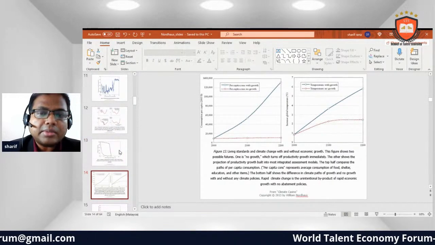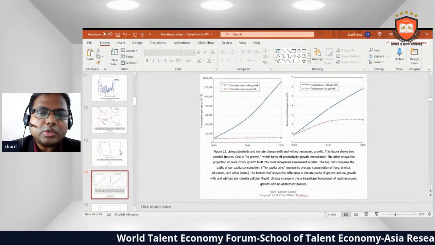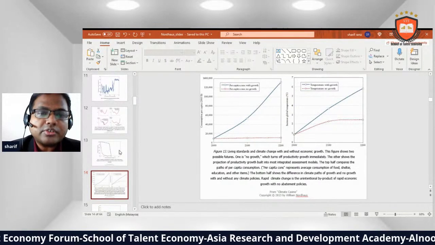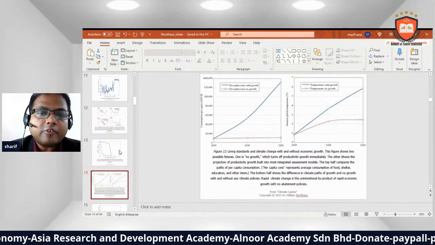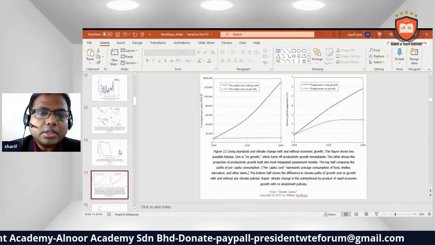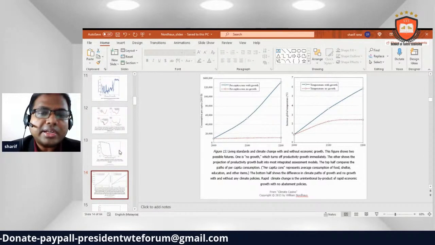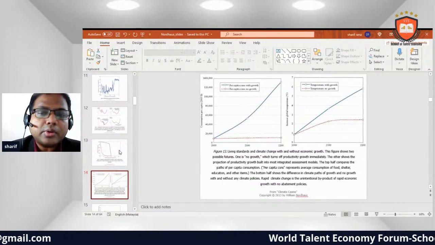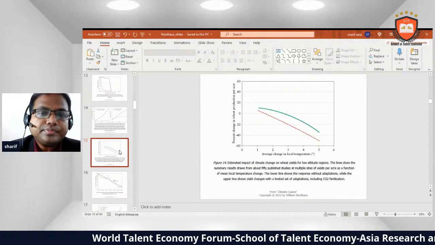Living standards and climate change with and without economic growth. The figure shows two possible paths. One is no growth, which turns to productivity growth immediately. The other shows the projected productivity growth built into most integrated assessment models. The top half compares the paths of per capita consumption. The bottom half shows the difference in climate paths of growth and no growth, with and without any climate policy. Rapid climate change is the unintentional byproduct of rapid economic growth with no adaptation policies.